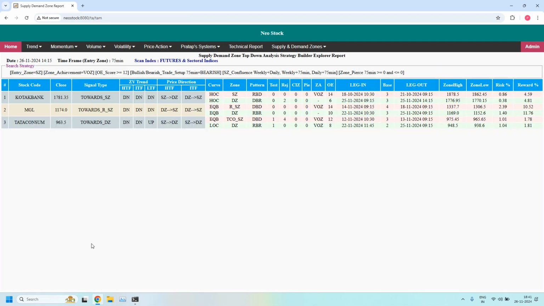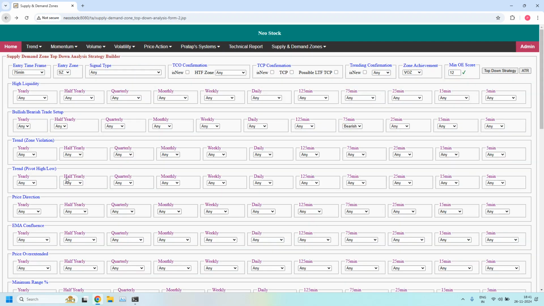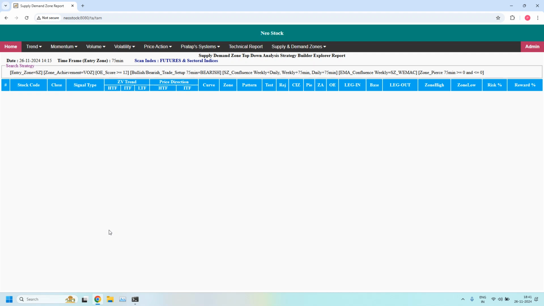In all the 3 stocks, the 75 minutes entry supply zone is part of the daily supply zone, both together again part of the weekly supply zone. And the weekly trend is down in all the 3 stocks. If any of these 3 stocks are having a weekly supply zone with weekly EMA confluence, that could be even more high probability setup. Let's verify. In the EMA confluence, weekly time frame, weekly supply zone with weekly EMA confluence filter. We did not get any stocks.